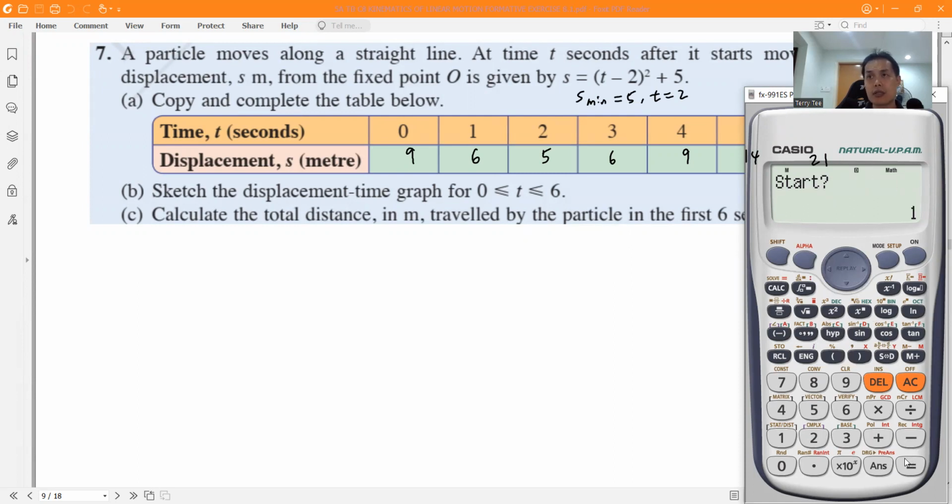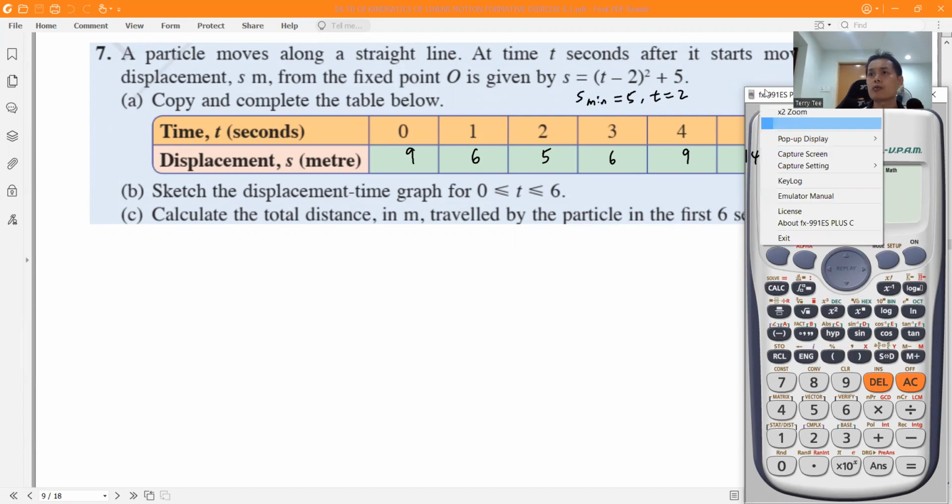For g(x), we just press equals, ignore it, and start from 0. Then the end is 5, and the step is 1. The step is the difference between each value. So you press equals. There you go. You got 9, 6, 5, 6, 5, 9 again, 14, and 14 is the last one. Oh, I have another one, 21 actually.